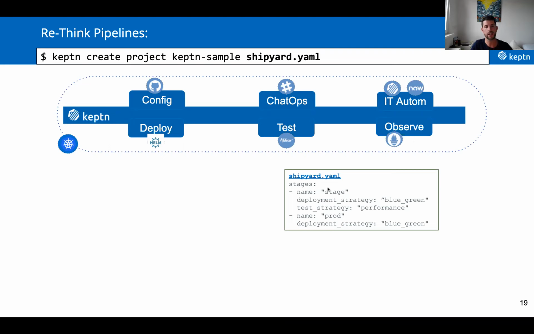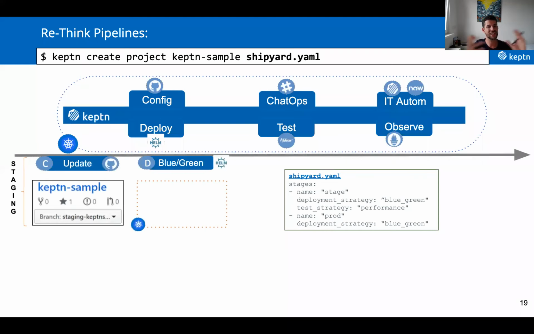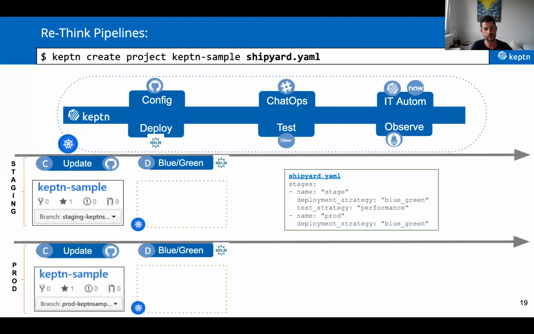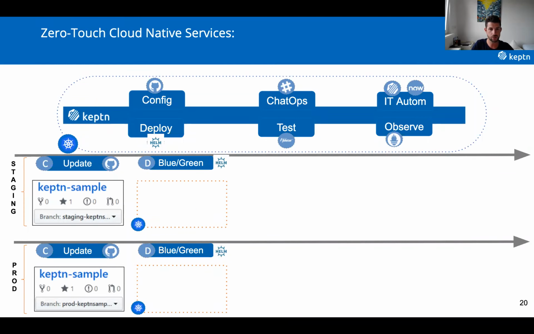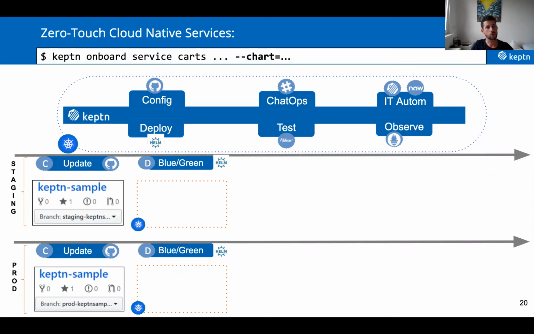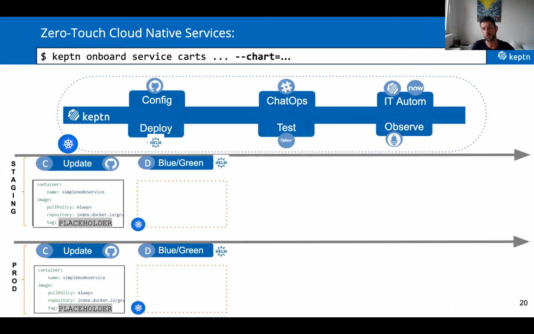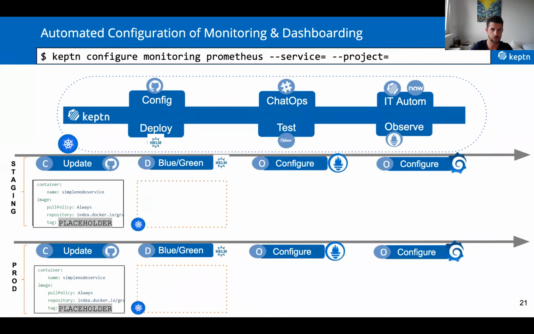In the shipyard, you just define what is the environment Keptn should work upon. So Keptn will set up the Git repository, the environments, and the namespaces in the Kubernetes cluster. The next thing is to onboard services to Keptn. You're not applying the Helm charts to Keptn, but basically you're providing the Helm charts to Keptn so Keptn can use them in its internal Git repository to version control them and to make sure the version that is stored in Keptn is also the version that is applied in your Kubernetes cluster.